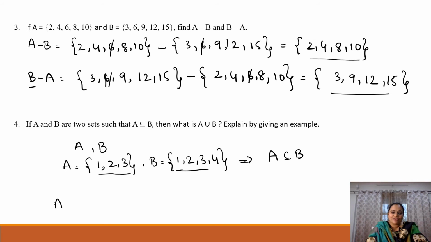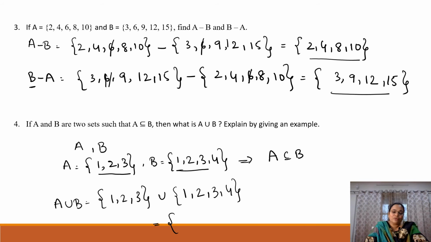Then what is A union B? A is 1, 2, 3, union B, which is 1, 2, 3, 4. Union of both the sets, right? That is 1, 2, 3, 4. We need to take the elements of both the sets and we should not repeat the elements. 1, 2, 3, 4 is your B only, right? So this is the problem for the fourth one.